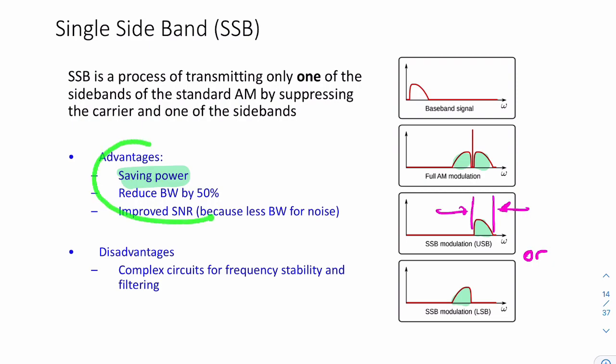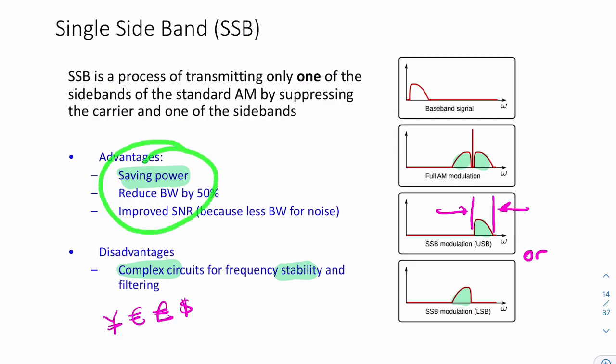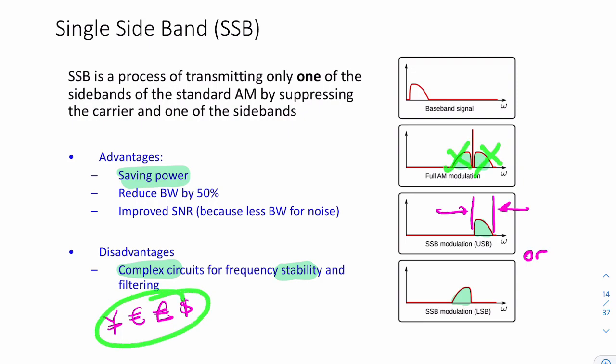Now, these advantages come at a cost, and the cost is the complexity. The complexity comes at a cost, and also there is the issue of stability. Okay, so this comes at the expense of the complexity in order to actually filter out one of the two sidebands, and that complexity translates into the cost of the devices.